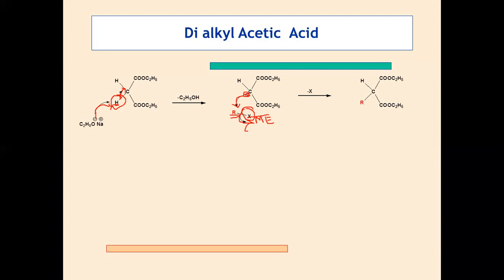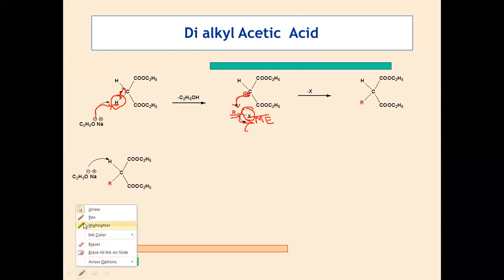But we want a dialkyl acetic acid. So we want to replace both the protons by means of two alkyl groups. One proton we have replaced. Now again, the next step, again it is to be repeated. What is that next step? The proton which remains here.